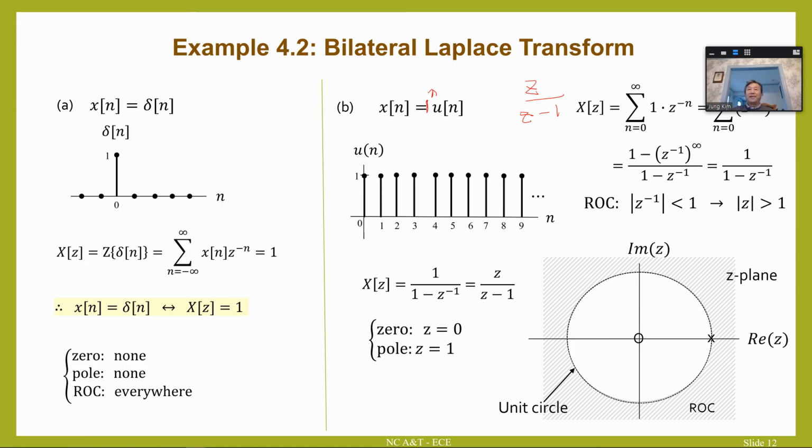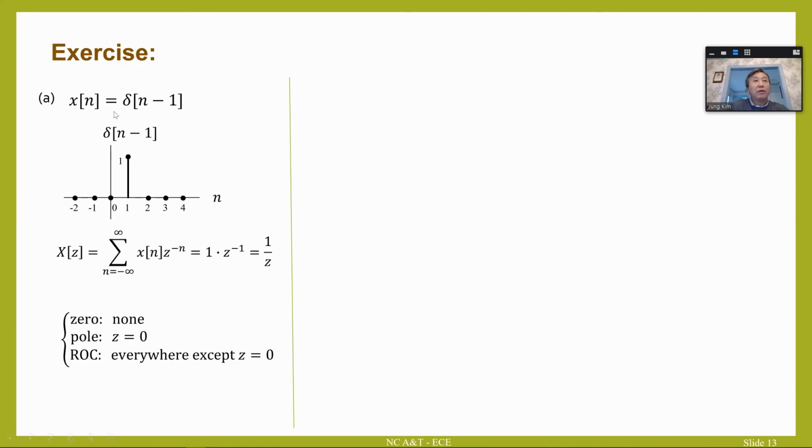Any questions so far? Okay. What about this? It's only a single value. Where is the location? n equals 1. So everything is 0 except n equals 1. So x of 1 is 1, and G to the minus n with n equals 1 is G to the minus 1. So this is 1 over G. So no zero. The pole is at G equals 0. Convergence is everywhere except the pole location, G equals 0.